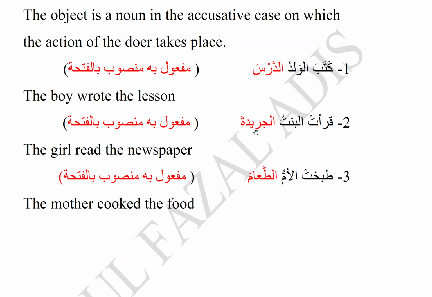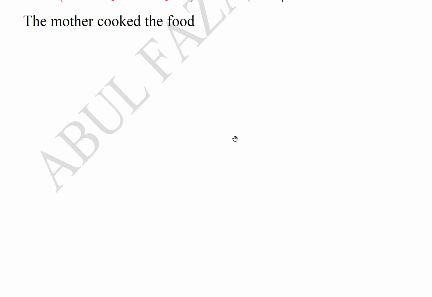قرأت البنت الجريدة. The girl read the newspaper. This is the fi'l, this is the fa'il. Al-jarida is a maf'ul bihi mansub. طبخت الأم الطعام. The mother cooked the food. طبخت is cooked. Sorry, this is the fi'l. Al-um is the fa'il, and الطعام is the maf'ul bihi. It is the object of the verb, and it is mansub.